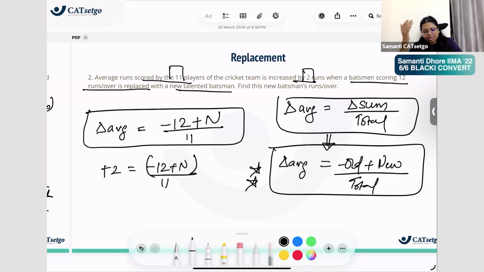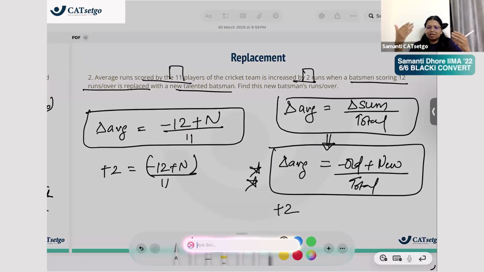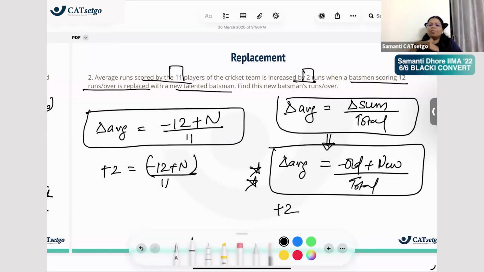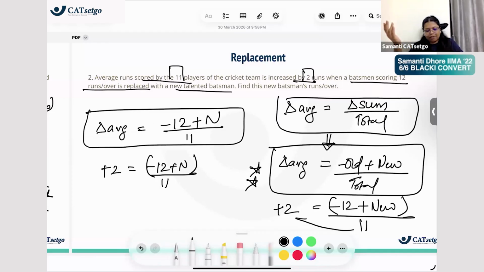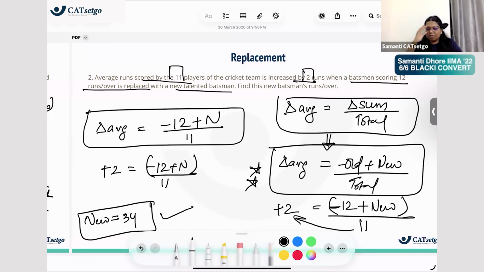Right? So the change in average is +2 because it has increased. If it is increased, it is +2. If it has decreased, we do -2. So it has increased, so it has become +2. That has happened because the old value was 12, was removed and the new value was added by total 11 people. So now you'll be like, okay, 11 into 2 is 22, 22 plus 12 is 34. So the new value is 34. Do you understand it now?